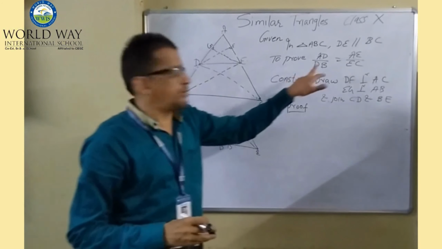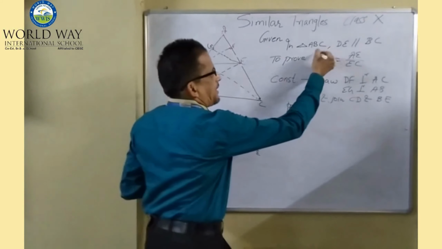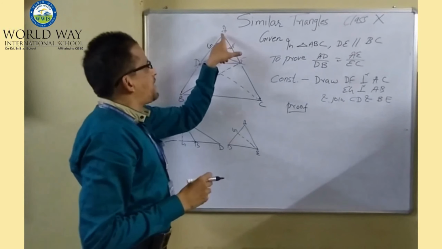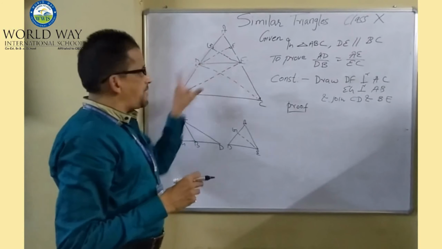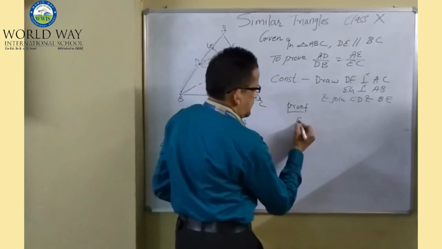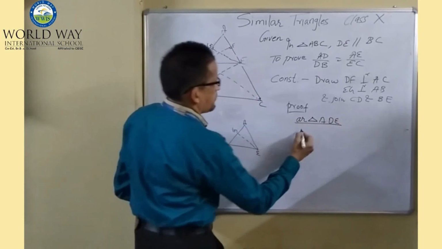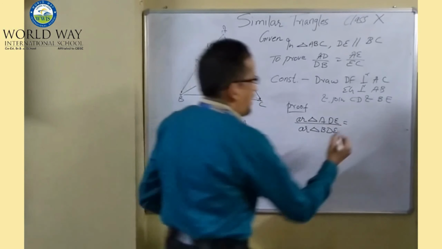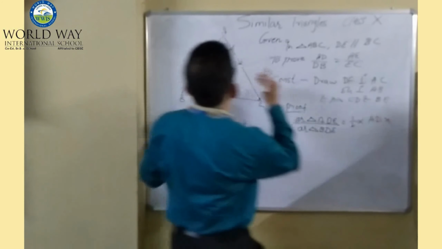So look at what we need to prove: AD upon DB. We have to take two triangles such that in one triangle the side AD comes, and in the other triangle the side DB comes. That is a technique. So take triangle ADE because AD is there, and the other triangle DBE because DB is there. Take the ratio of the areas of these two triangles: area of triangle ADE upon area of triangle BDE. What is the formula for the area of a triangle? Half, base is AD, and the altitude is EG.